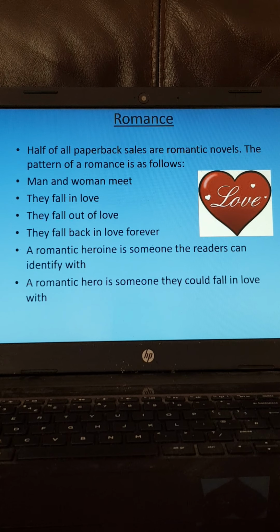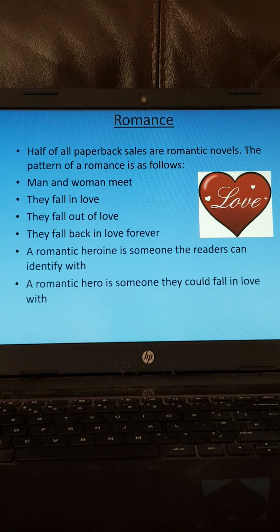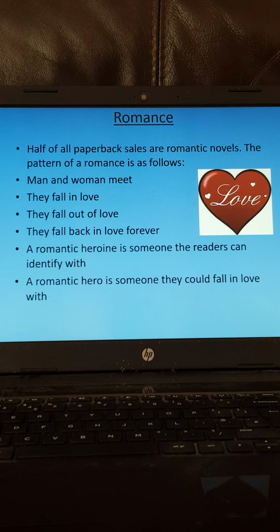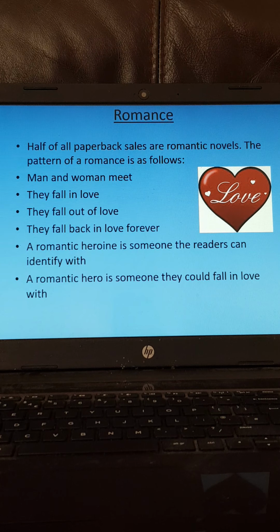So, half of all paperback books that are sold are romantic novels. People like reading about romance. And the traditional pattern of romance is as follows. They'd have a man and a woman meeting, they fall in love, something happens, some sort of problem, they fall out of love, and they fall back in love afterwards forever.